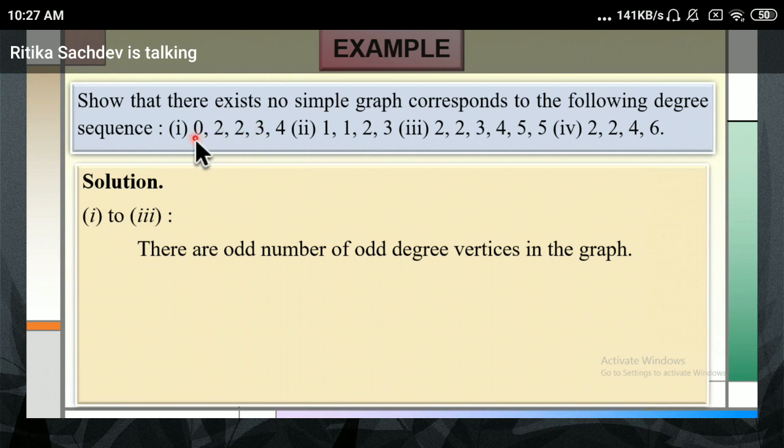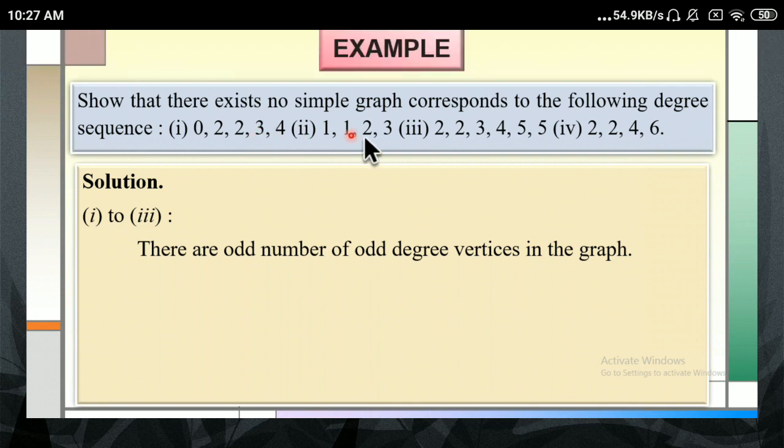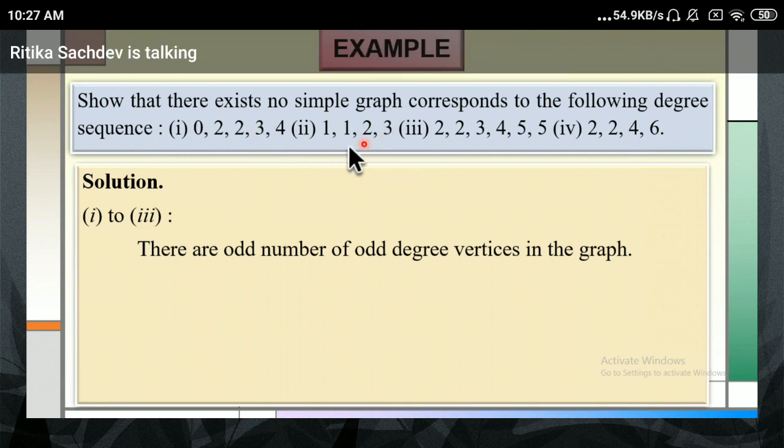So in the first case, if you see, I have only one vertex of odd degree, which is 3. In the second one, I have 3 vertices of odd degree, which are 3, 1, and 1.